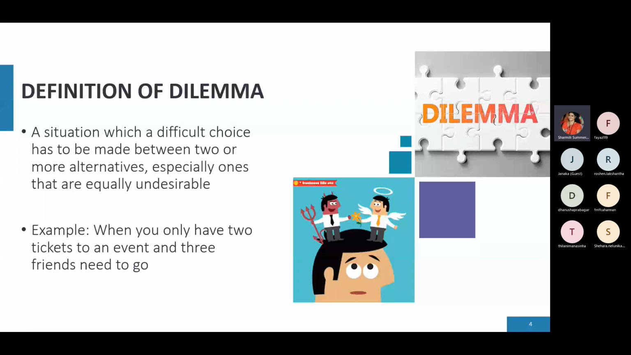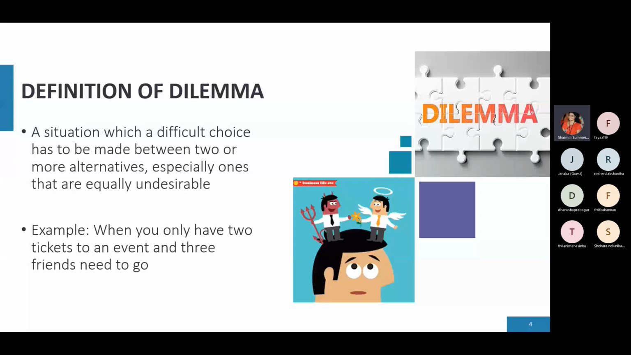So there are two parts. Sometimes in our lifetime we will be in a critical situation. We need to make a decision between two choices, but those two choices are not equally desirable. One is desirable and the other one is undesirable. That is not good.